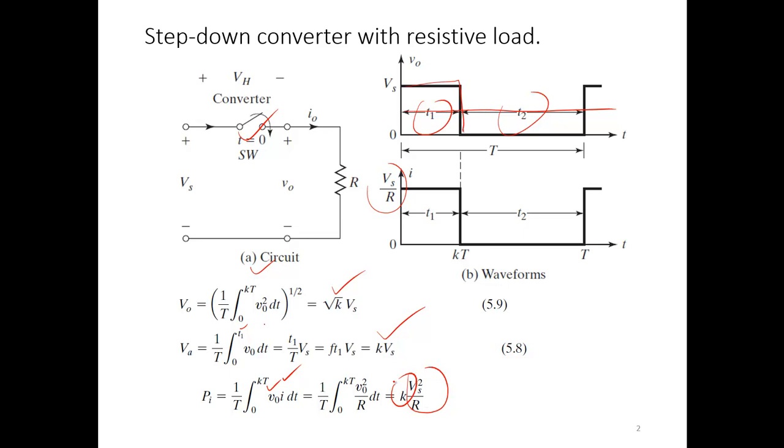By varying the duty cycle, one could vary the output voltage from 0 to Vs, and also the power from 0 to Vs squared by R. If you keep the switch completely on, this will be the maximum output voltage and the maximum power, but you can vary in between them. This is the key principle of DC to DC conversion.